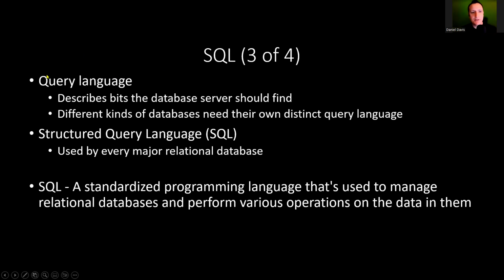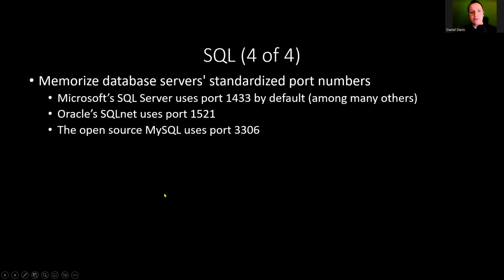What is a query language? It is used to describe the bits the database server should find. Different kinds of databases sometimes need their own query language. However, structured query language, SQL, is used by almost every major relational database. So SQL is a standardized programming language used to manage relational databases and perform various operations on the data in them. These are some key ports you need to know. Microsoft SQL Server uses port 1433. Oracle SQL*Net uses port 1521. The open source MySQL uses port 3306.